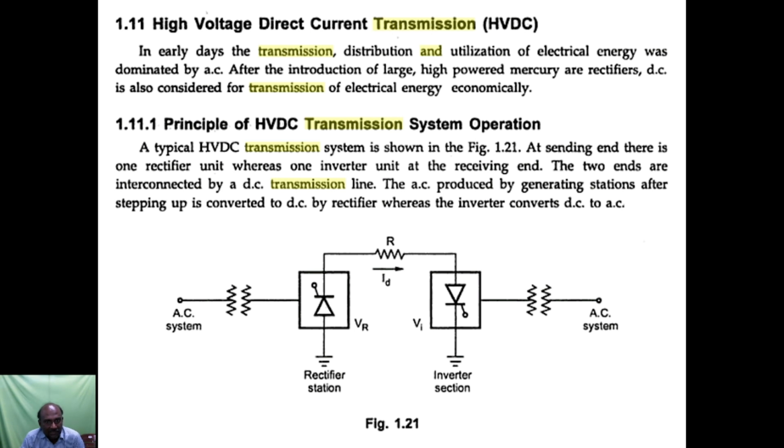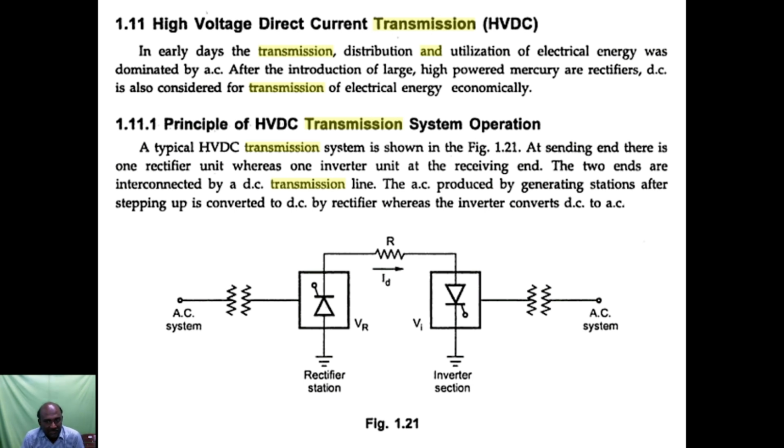In early days, the transmission, distribution, and utilization of electric energy was dominated by AC. After the introduction of large, high-powered mercury arc rectifiers, so the invention of rectifiers, DC was considered for transmission. So with the inclusion of this, we are going for HVDC transmission. So what are the advantages? We have some advantages over EHV AC transmission. So wherever we cannot use the EHV AC transmission, we can go for HVDC as a substitute.